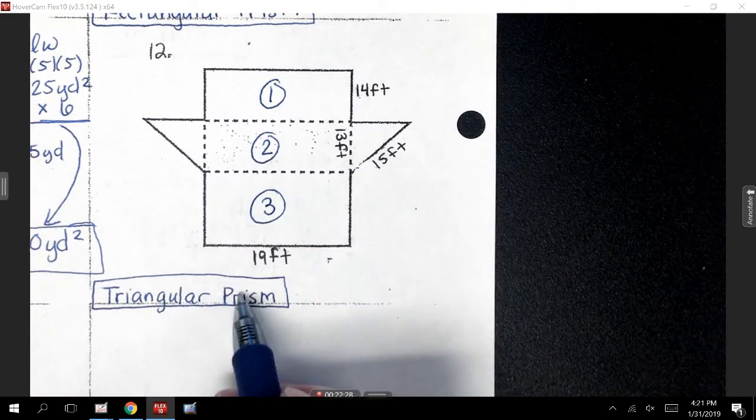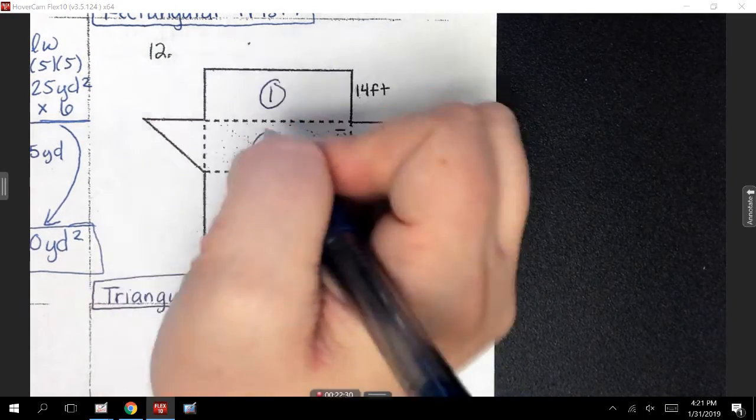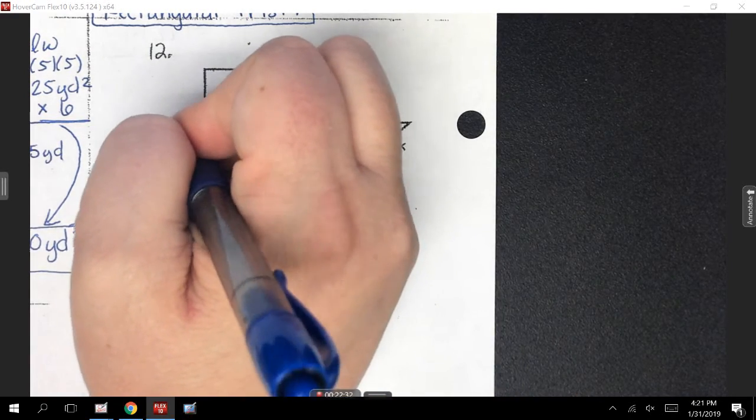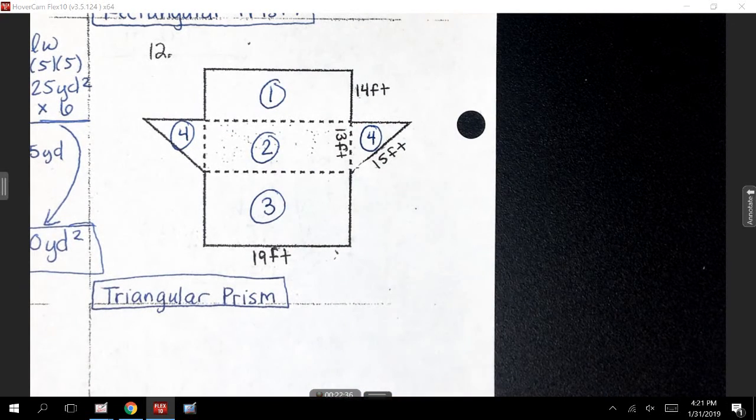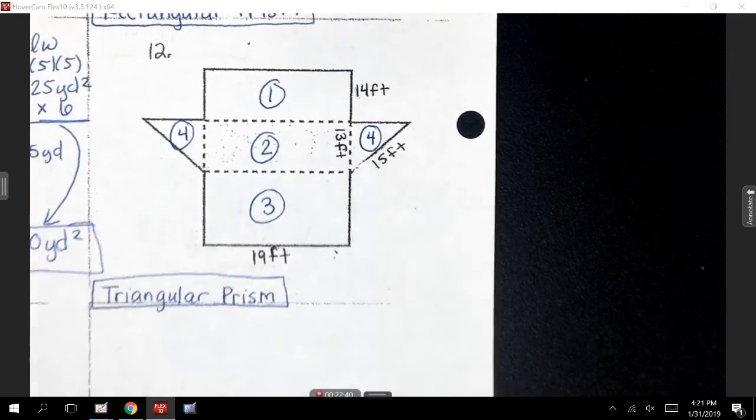Since this is a triangular prism, those triangles, that's what's making my shape. Those are going to have to match so that we get a consistent shape. So those are both going to be number 4 so that my shape matches all the way down.